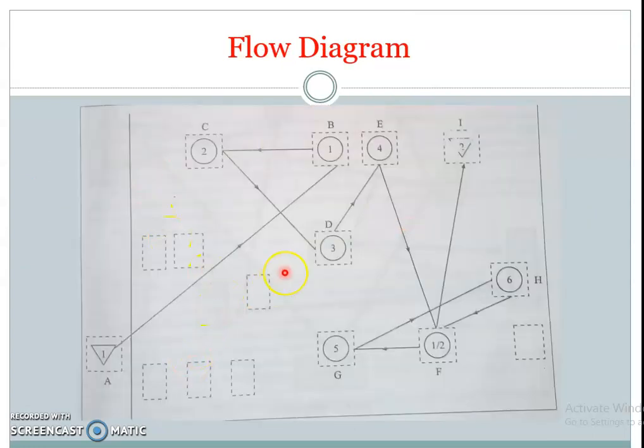Up to this point, we have discussed flow diagrams. In the next lecture, we will discuss string diagrams.